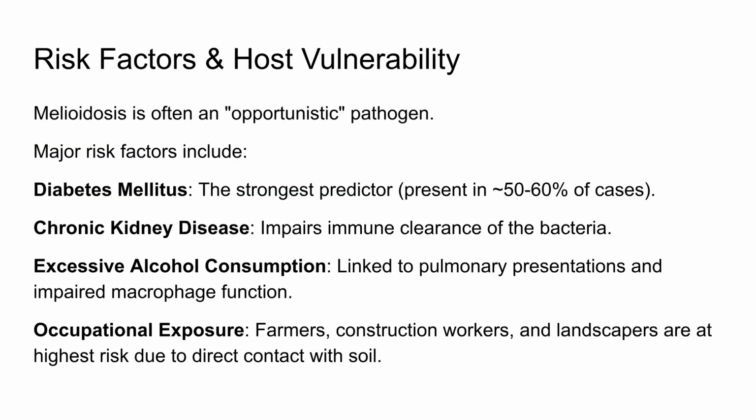Melioidosis is an opportunistic pathogen. Major risk factors include diabetes mellitus, chronic kidney disease, and excessive alcohol consumption. Occupational exposure, especially in farming and construction, is also a significant risk.